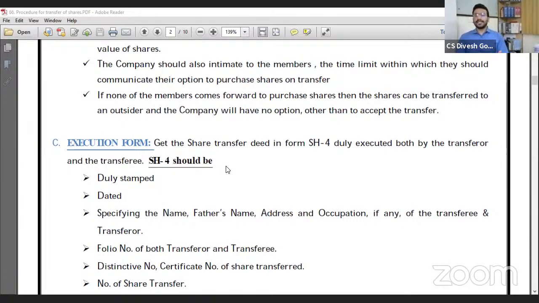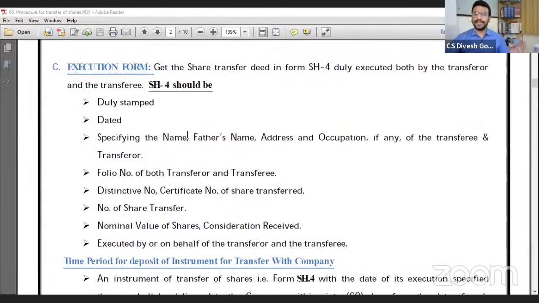The share transfer deed should be duly executed by both the transferor and the transferee. It should be duly stamped with transfer stamps. No revenue stamp, no adhesive stamp. Only transfer stamps can be affixed on the transfer deed, and the stamp duty on transfer of shares with effect from 1st July 2020 is 0.015% of the consideration value. So the SH-4 should be duly stamped, dated, and specify the name, father's name, address and occupation of the transferee, folio number of both transferor and transferee, distinctive numbers, and number of shares. All this information should be mentioned in the share transfer deed.